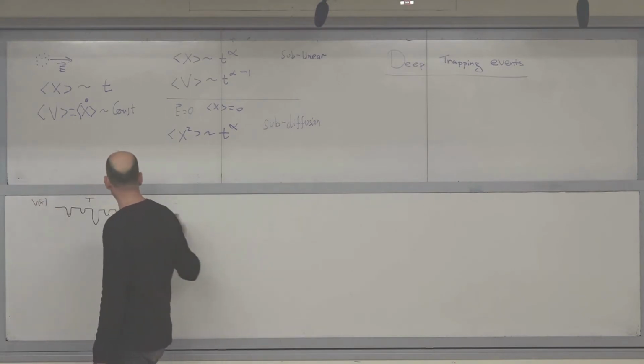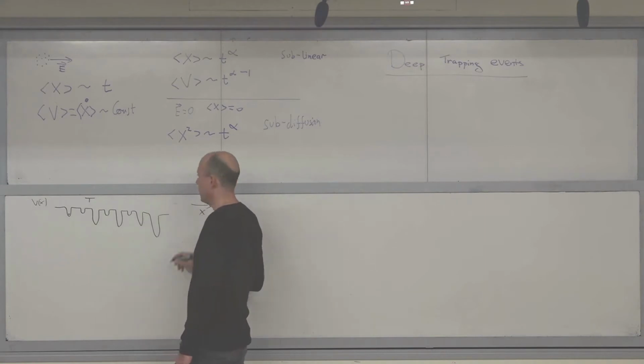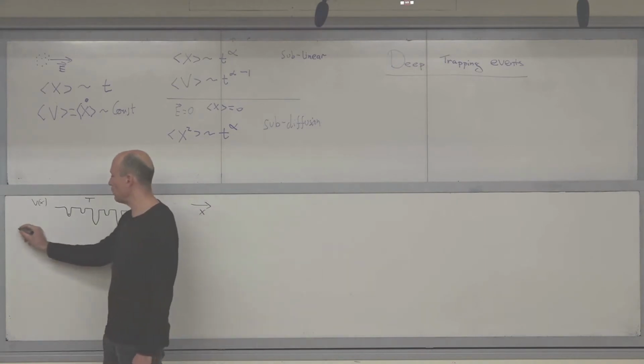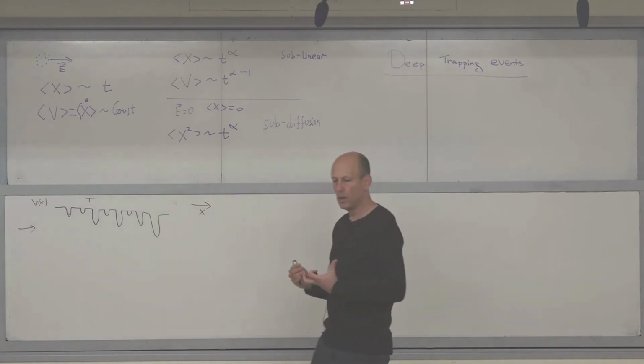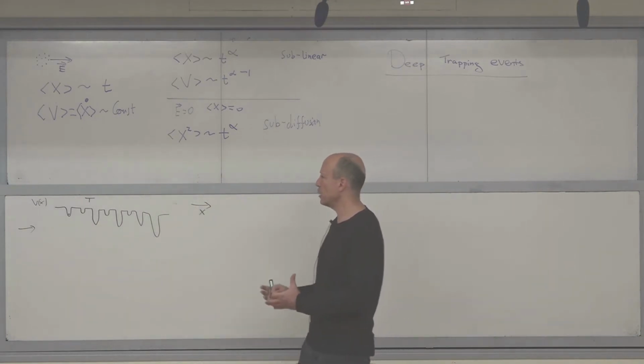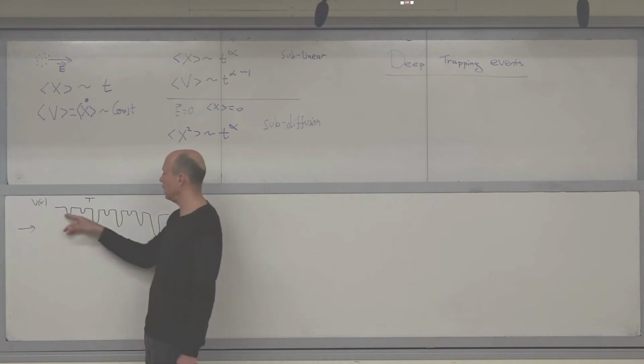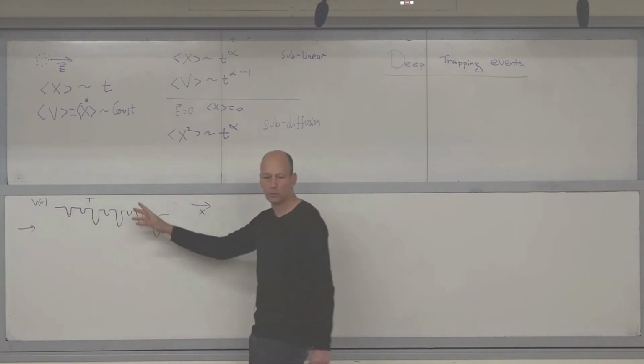I'm plotting it in one dimension. This is the coordinate x. In addition to this, we also have bias, which I'll talk about later. But forget about the bias. This is just the random energy landscape that the particle is seeing in the potential. This is a very complicated potential.